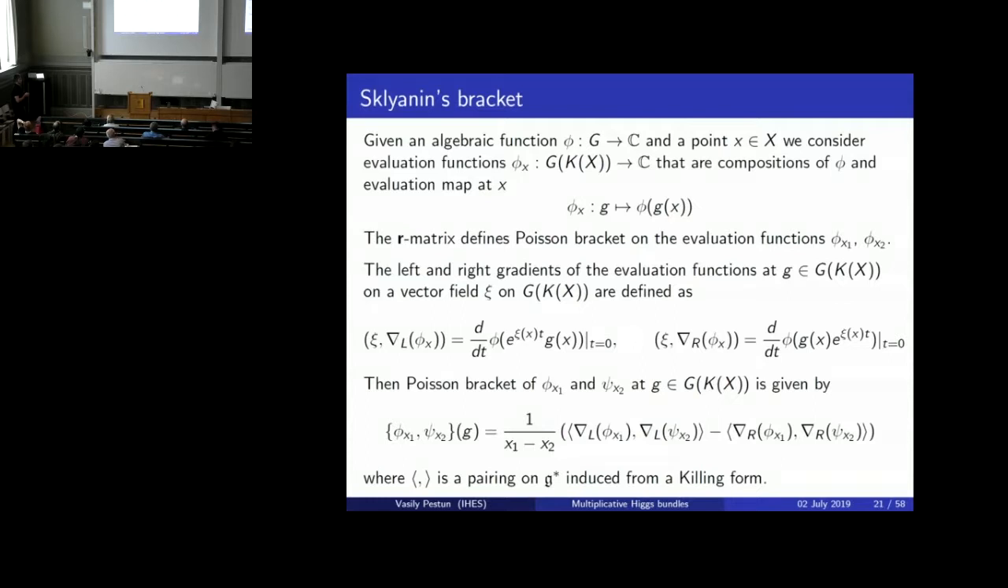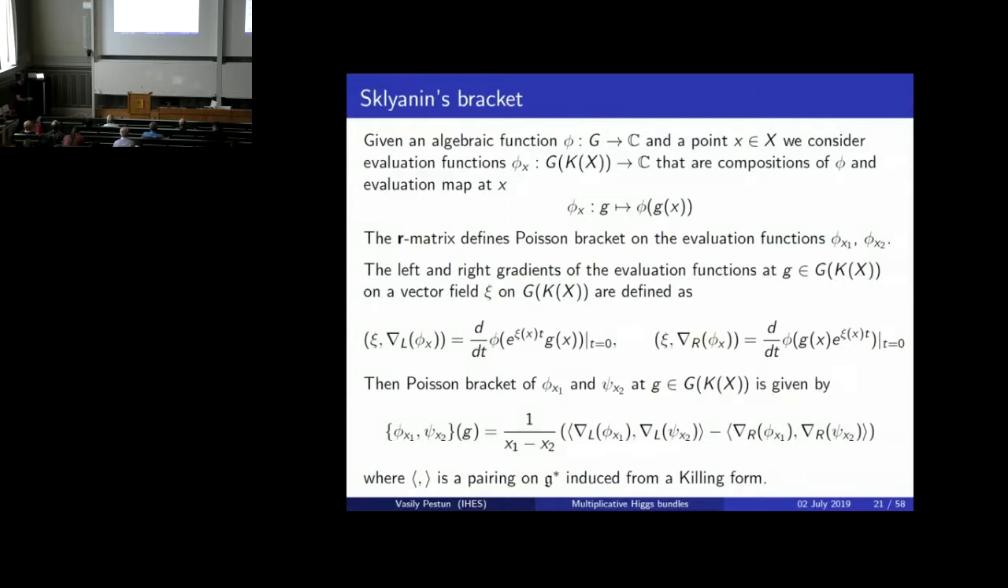So first of all, let's introduce the left and right gradients of evaluation functions by the derivative of the left and right multiplication. If xi is a vector field, then you take the action by xi from the left on G, and the differential would be the left gradient. Or if you take the action by the right multiplication of exponent of xi to G, the differential would be the right gradient. So this is the standard notation for the left and right gradients.